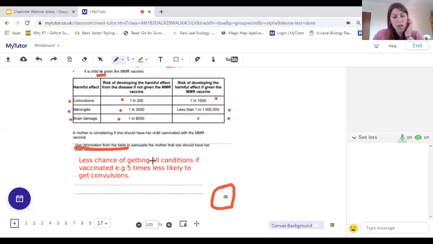So you've got less chance of getting all of the conditions if vaccinated. Okay, 1 mark, that's good. For example, you're 5 times less likely to get convulsions if you're vaccinated. So 1 in 200 without the vaccine and 1 in 1,000 with the vaccine. So that's a difference of 5 times. You could also say any of the others as well. So you could quote directly from the table saying that there's no chance of brain damage, but there was a 1 in 8,000 chance without being vaccinated.